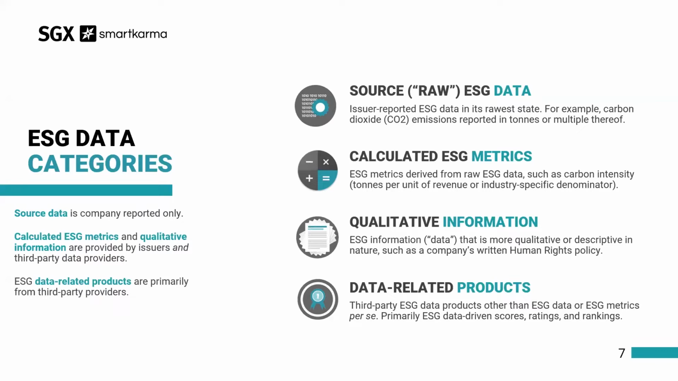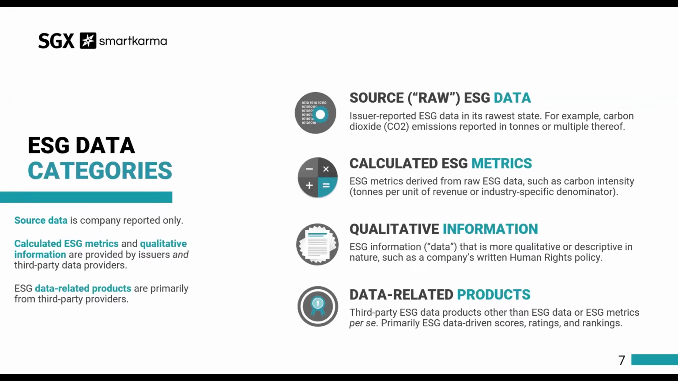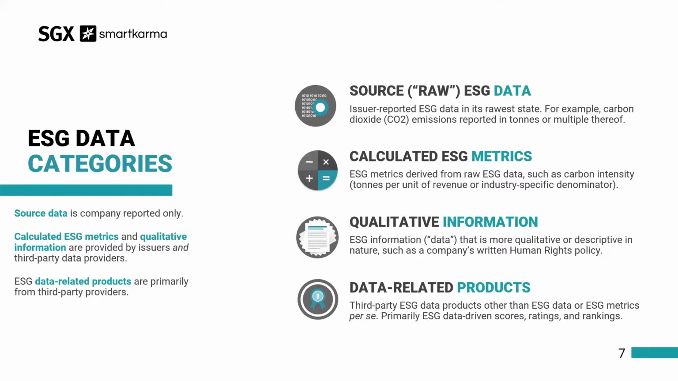Broadly defined, ESG data falls into four often overlapping categories. First, there's raw ESG data: company reported or issuer reported ESG data, and data in its purest form for all intents and purposes. For example, greenhouse gas emissions in tons equivalent, or some multiple thereof, like megatons or gigatons.